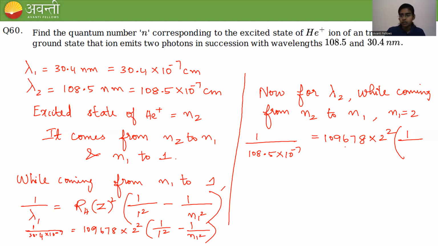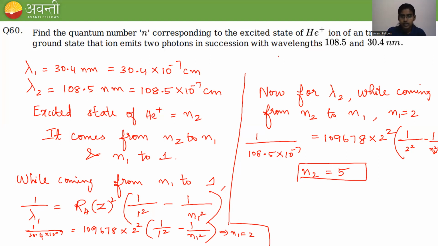So the expression will be 1 by 2 square minus 1 by the final state. The final state is n2, so n2 square. Now on solving this, we will get the n2 value as 5, because from this we got the n1 value as 2, and here the n2 value is 5. So hence the excited state for helium plus is the fifth orbit.